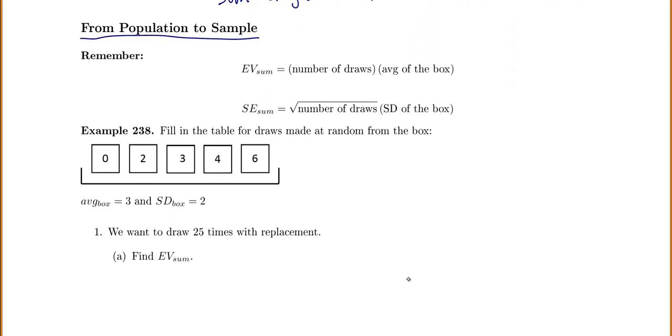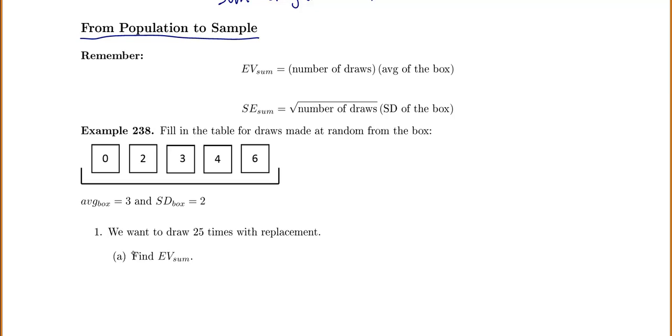So for example, 238, we want to fill in our table for draws made at random from the box. I say the table because that's going to be on the next page. So here's our box. We have the tickets 0, 2, 3, 4, and 6. The average of the box is 3. The standard deviation of the box is 2. I just did this in my calculator. On your homework and on the test, I'll also just give it to you. It will be written like this.